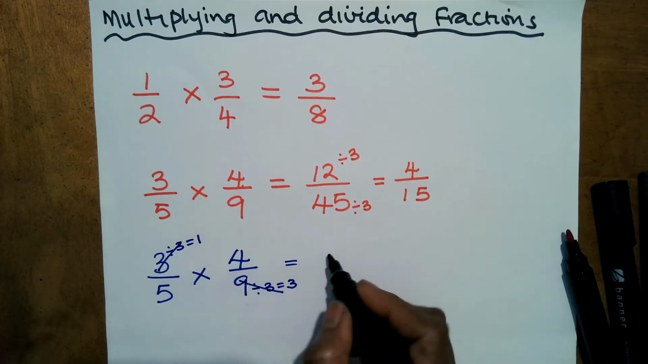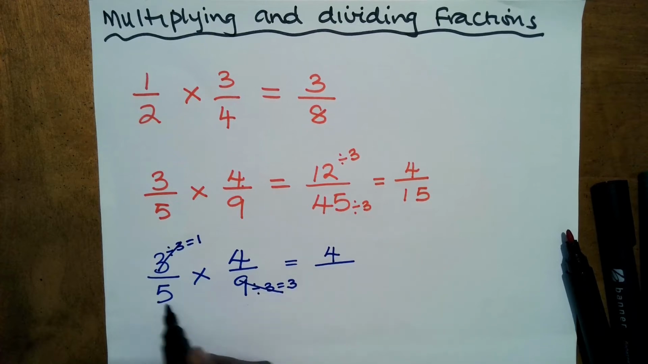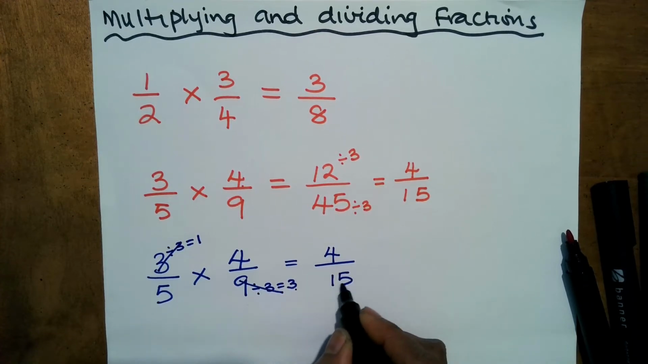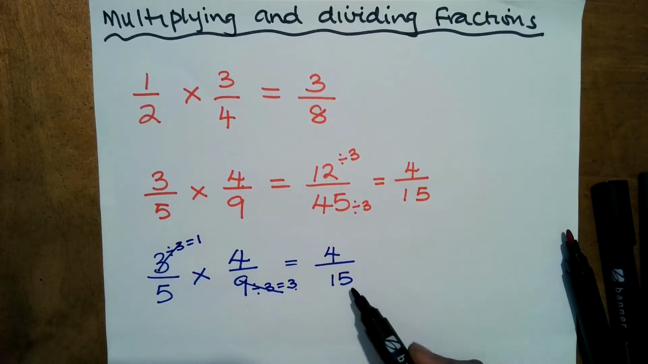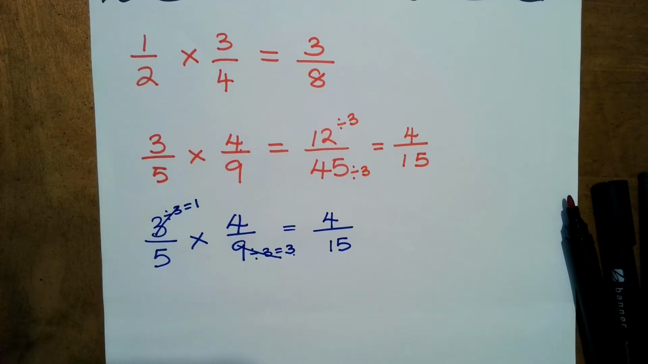So what I've got will be 1 times 4 will give me 4. 5 times 3 will give me 15. I still get the same answer. So if we're asked to solve multiplying fractions, we have to look out for numbers that can cancel each other. So let's do one more example.